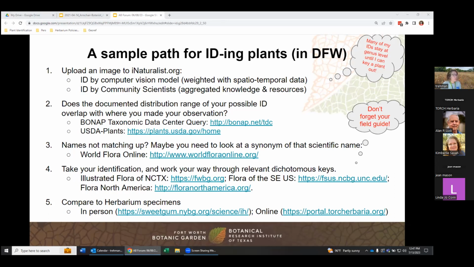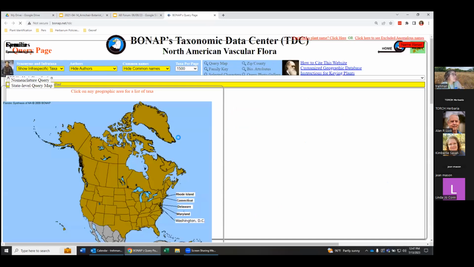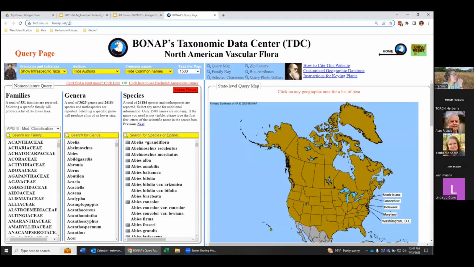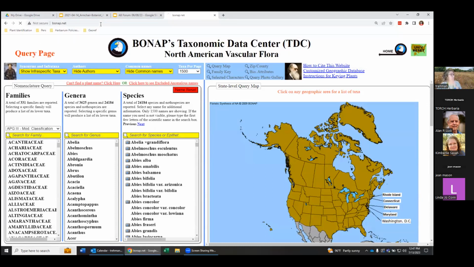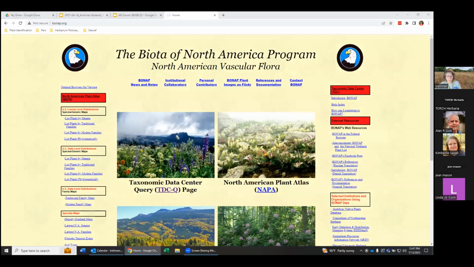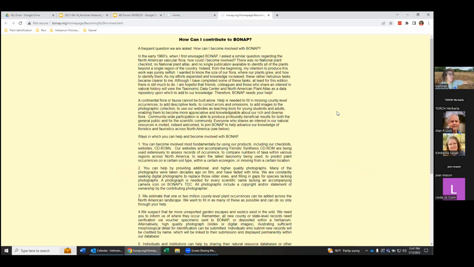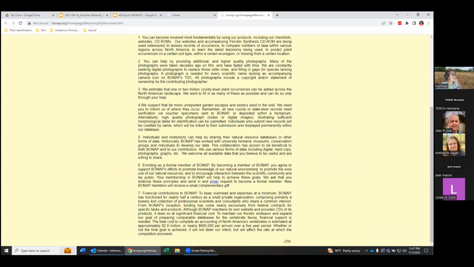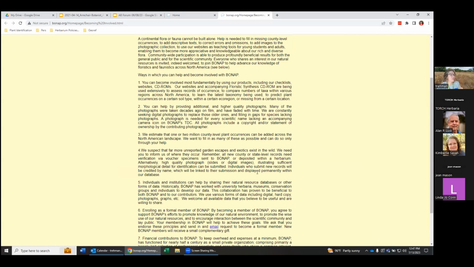That is a good question. If you go to Bonap, let's go back to that link. I believe there is a page, and I'm going to go up here and edit the URL to take out the TDC part. And I'll post this new one in the chat. But this is a little bit more information about the program itself. And then if you click over here on the right, it says, how can I contribute to Bonap? I would look through here, but I do know that you can provide content to him.